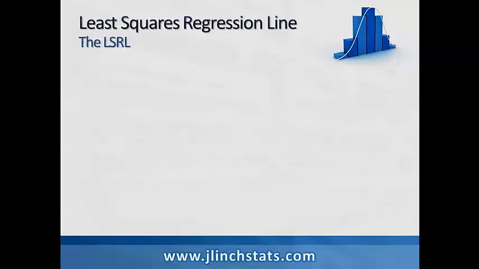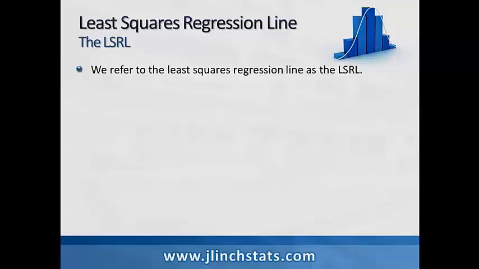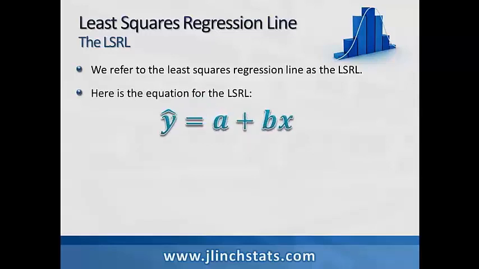Now we refer to the least squares regression line as the LSRL. From this point forward, in our use of statistical terminology, we can just abbreviate LSRL, and we know that we're referring to the least squares regression line. Now here's the equation for the least squares regression line. Y hat equals a plus b times x. It's a very simple linear equation.